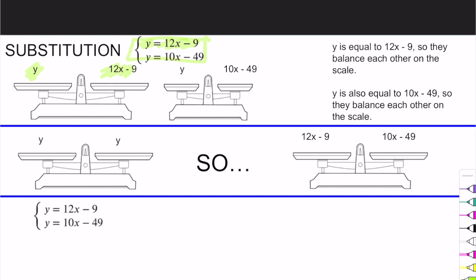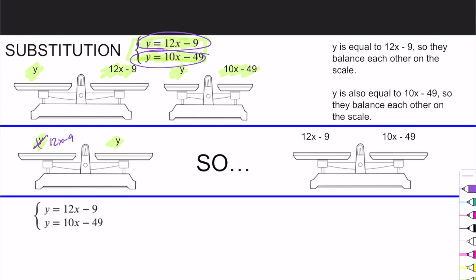We could say the same thing for y and 10x minus 49 because they're equal, the scale is balanced. Since we know that y is equal to itself and the scale balances, instead of y, we could think about that as 12x minus 9. Since they're equal, they have the same value, so we could take the y out, replace it with the 12x minus 9, and the scale would still be balanced.